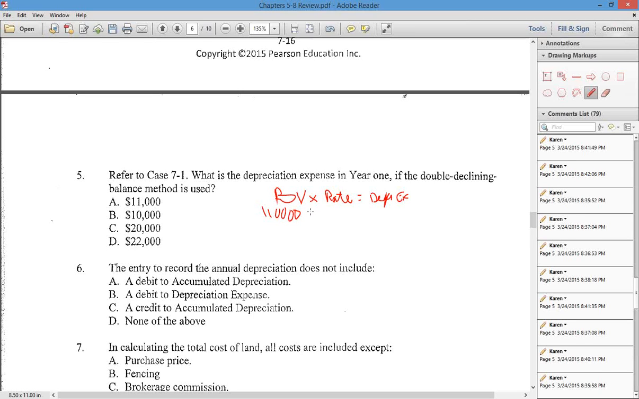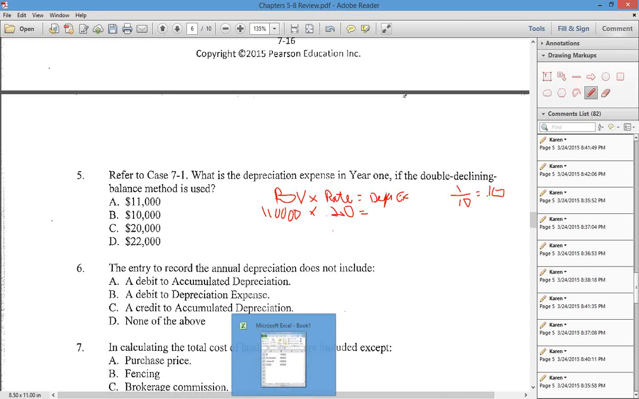For double declining balance, the rate is twice the straight line rate. The straight line rate in this case is 10%. How do I get 10%? 1, or 100%, divided by the life. The life was 10 years. That equals 10%, 0.10. Twice the straight line rate, 2 times 10%, would be 20%. So my formula is going to use 20% as my rate. So 110,000 times 20%.